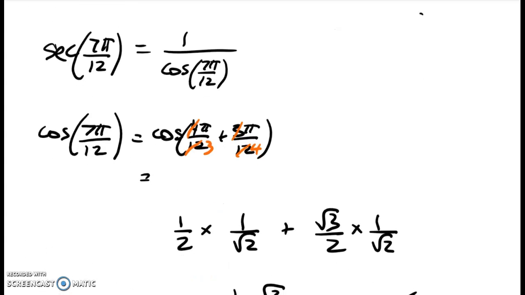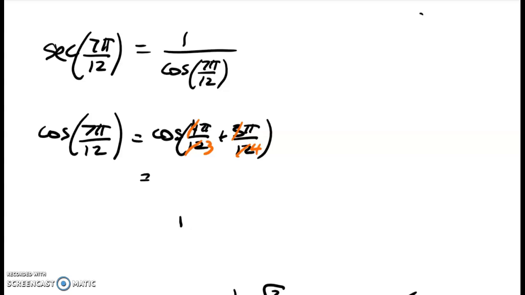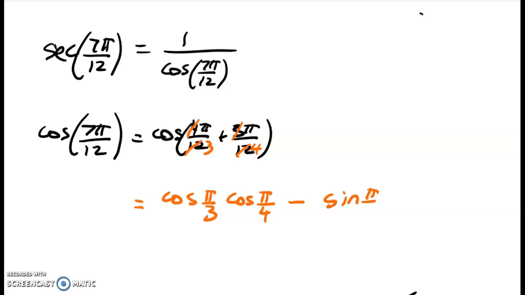Let's just get rid of some of this, although it's going to be all the same numbers again. Right, that gives me what? Well, cosine of pi on 3, cosine of pi on 4, minus sine of pi on 3, sine of pi on 4. And remember, this is not my final answer because this is cosine, not sec.